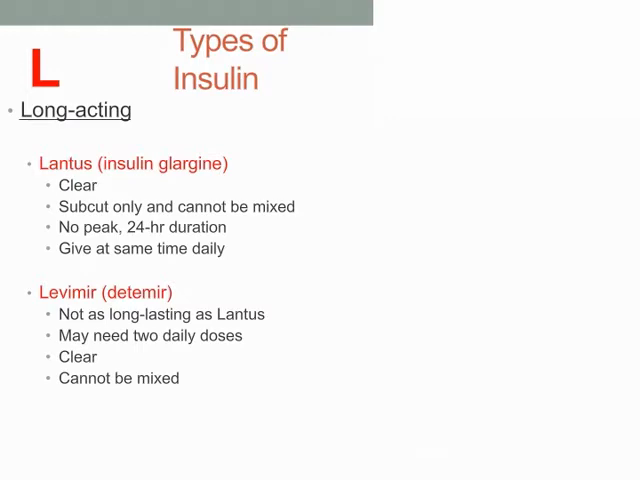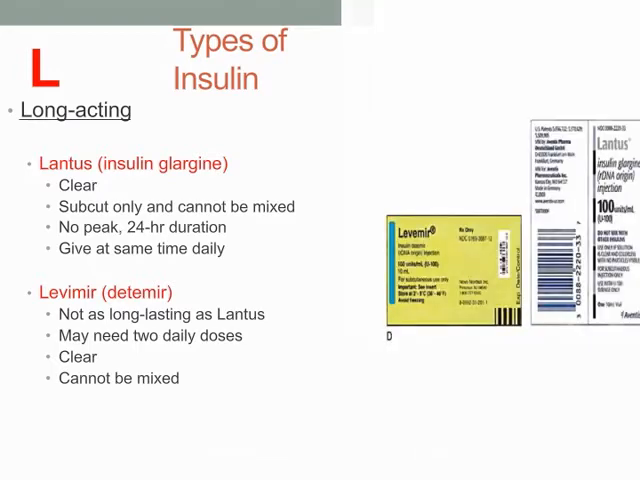Now, in Levemir, some people may need to have 2 daily doses, but generally speaking, these are long-acting insulins that last for somewhere between 20 to 26 hours. And here is an example of a box which shows the label of Levemir and Lantus.